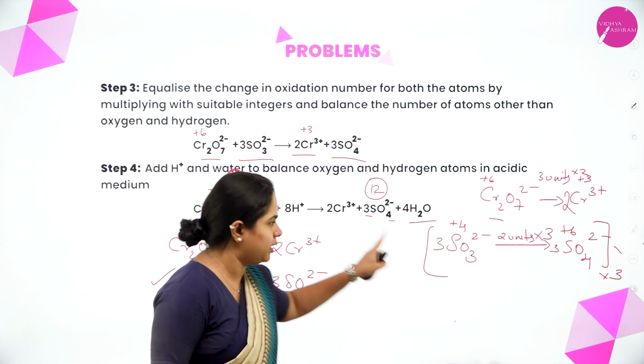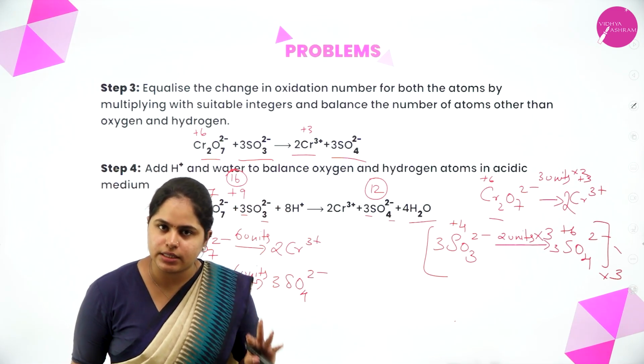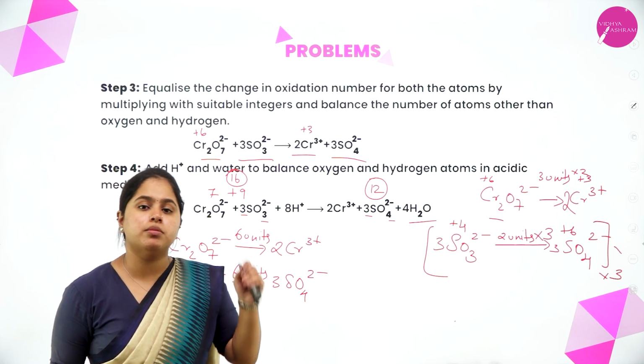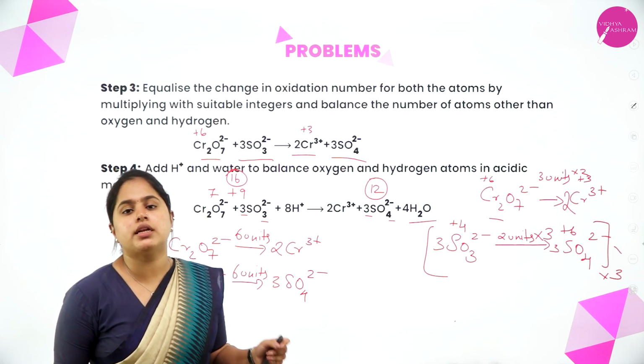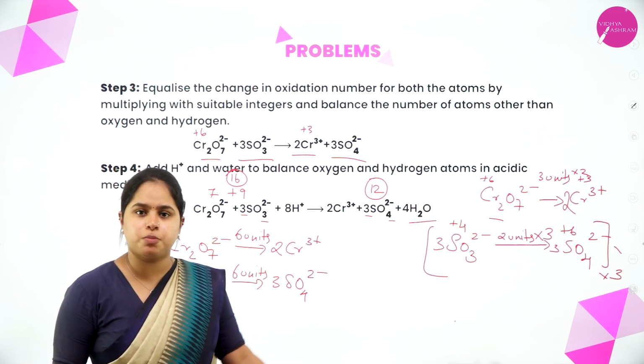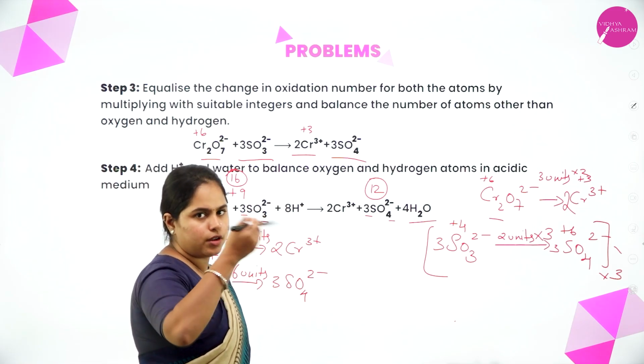So that means 16 here, 16 here. The number of oxygen atoms is balanced. But now there is a problem. The number of hydrogen atoms is not balanced. So what do we add? We add the appropriate number of H plus on the other side, right? It has to be balanced.